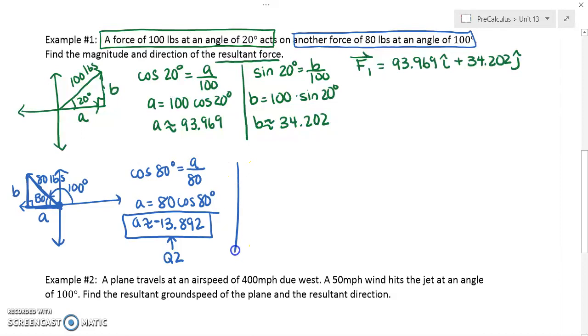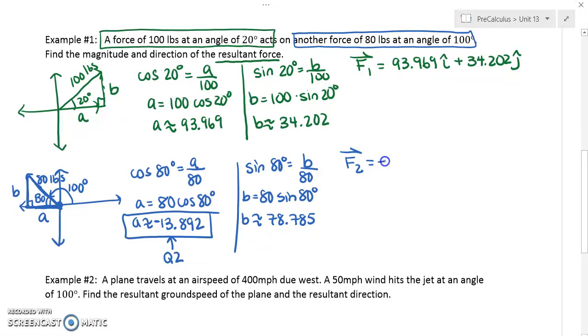All right, for the sine of 80 degrees equals opposite over hypotenuse, so B over 80. So B equals 80 times sine of 80 degrees. And B is approximately 78.785. And since I'm going up, that would be positive. So my force 2 is going to be negative 13.892 i hat plus 78.785 j hat.